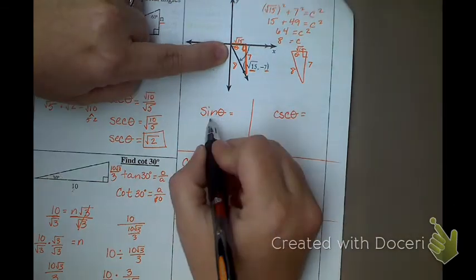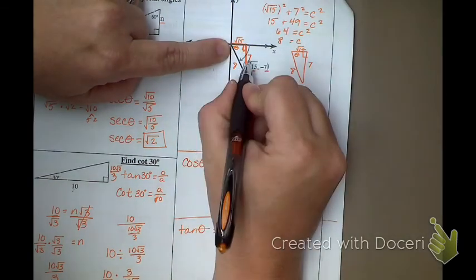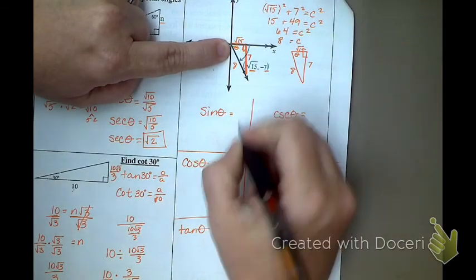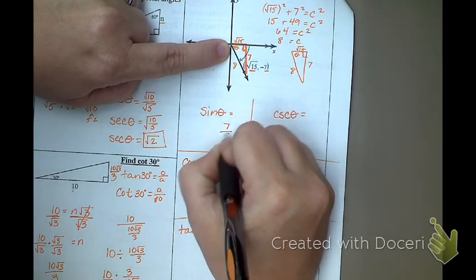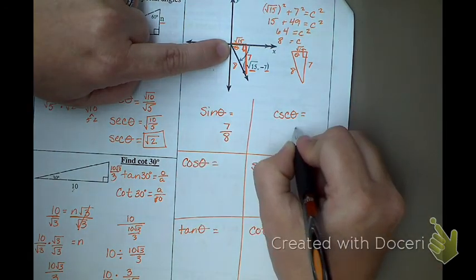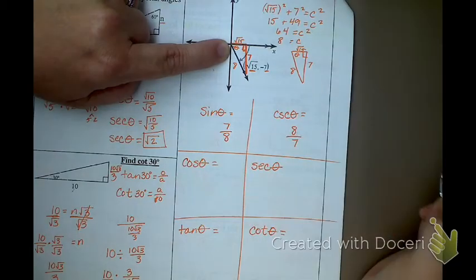So, sine we know is opposite over hypotenuse. Opposite is 7, hypotenuse is 8. That's going to be 7 over 8. The reciprocal of that for cosecant is 8 over 7.